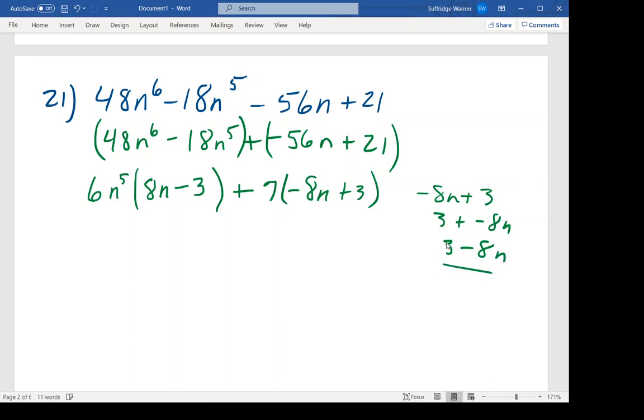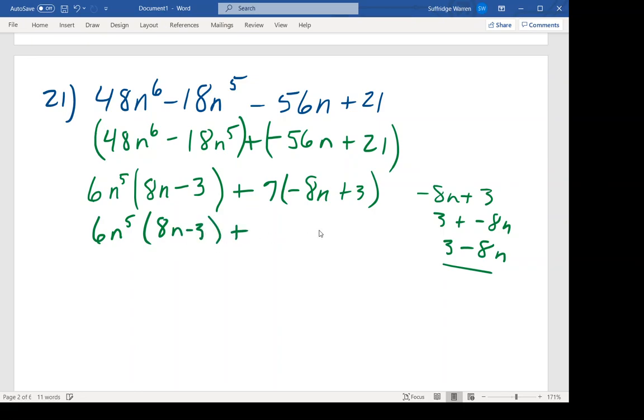So what do we notice? 3 minus 8n and 8n minus 3, those are opposites. So that tells me that I want to rewrite this as the product of negative 1 and its opposite to make these two binomials look the same. So 6n to the fifth times 8n minus 3.